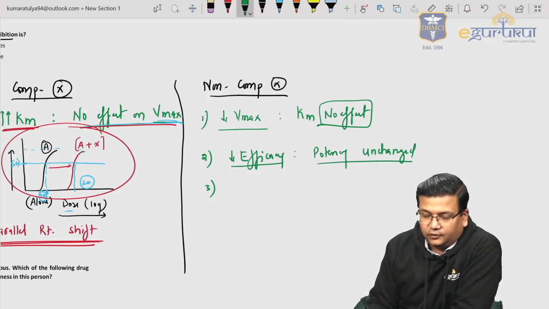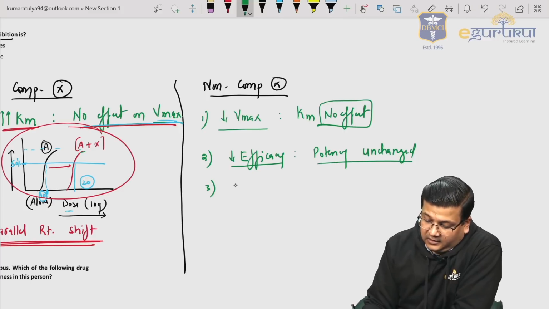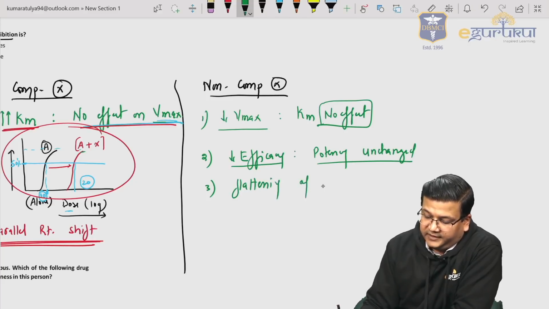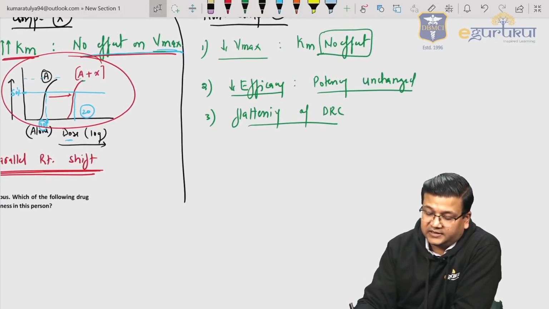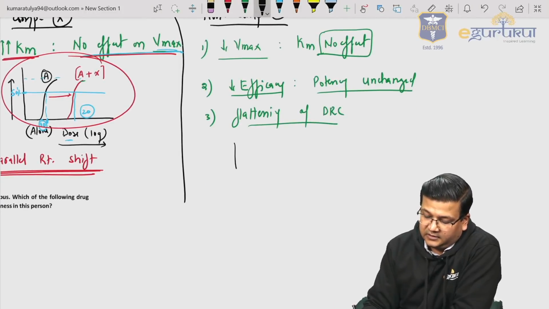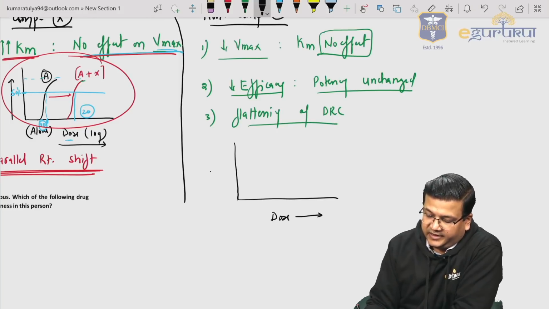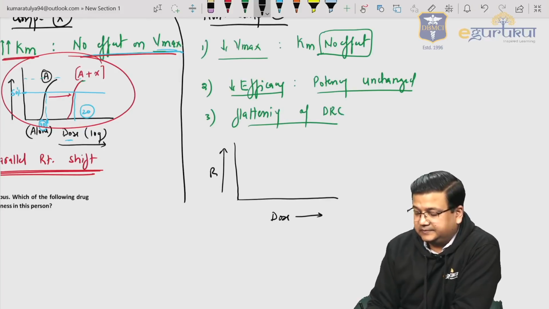And how will the graph look? I will show you, but it will cause flattening or downward movement of DRC. Flattening of DRC. So if we were to draw the graph, again we have the dose on the x-axis and response on the y-axis.